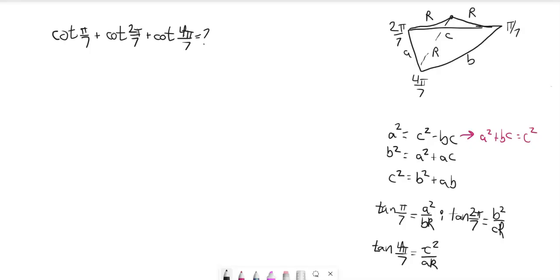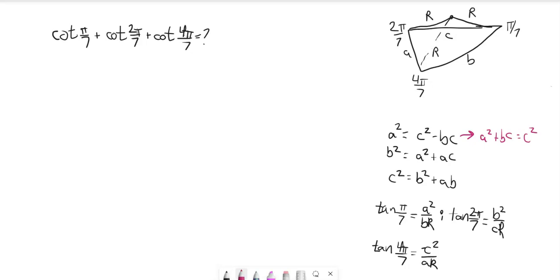And what we're going to do today is focus on finding the sum of the three cotangents of the angles of the heptagonal triangle. Now remember that the angles in the heptagonal triangle are pi over 7, 2 pi over 7, and 4 pi over 7, and that is what you see on screen before you.